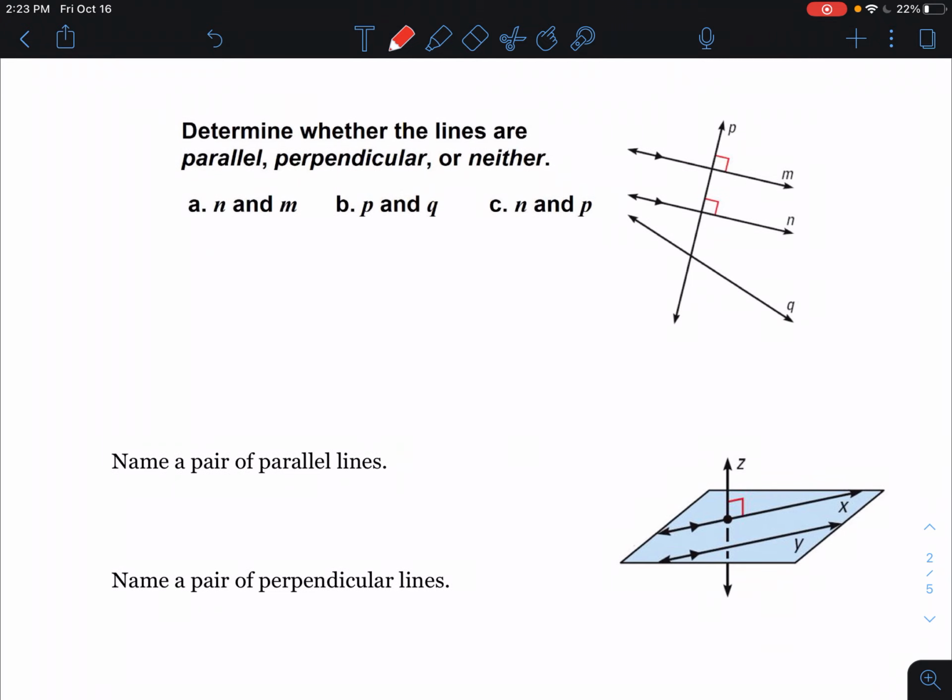All right, let's determine what kind of lines are parallel, perpendicular, or neither. The first one is N and M, the first pair. So let's look at what we see between N and M. Well, it looks like they're not touching. They don't touch. I see some squares here, but not between the two of them. These two lines don't touch. I do, however, see these arrows. These arrows are showing me that those two lines are parallel. So N is parallel to M.